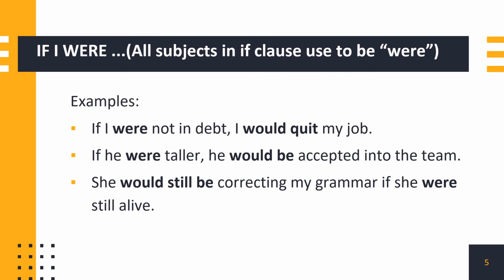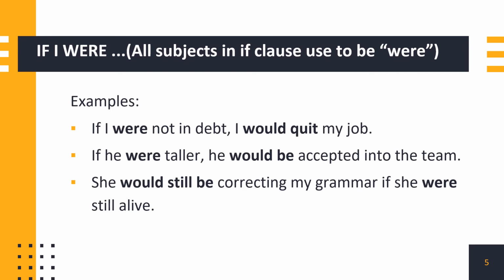Another example, if he were taller, he would be accepted into the team. He is followed by to be were, not was, because it is showing a second conditional sentence.